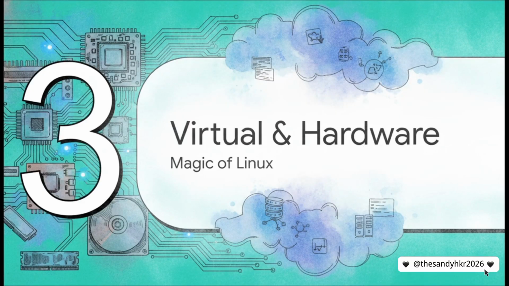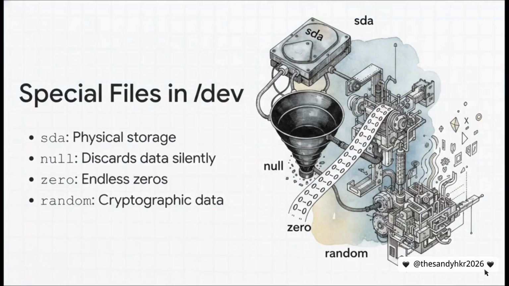Let's head into District 3, Virtual Systems and Hardware. This is where you see the real magic of Linux. So in Linux, hardware devices are actually treated as files, and they all live in the /dev directory. You're going to see files like sda, which literally represents your physical storage drive. But it gets even cooler, because the dev folder also contains these amazing special virtual files.